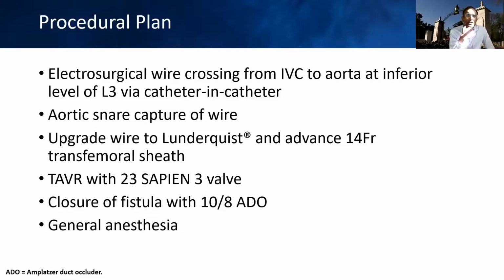Once the wire is in the abdominal aorta, a series of mother-daughter catheters, in this case a Fine Cross and a Navy Cross, can be used to upgrade from the 014 wire to an 035 Lunderquist wire. And at that point, it becomes what you are used to as a transfemoral TAVR. In this case, a 14-French sheath was advanced. We planned to do a TAVR with a 23 valve, and on the way out, close the fistula with a 10/8 Amplatzer ductal occluder device. In this case, we did do this procedure under general anesthesia, although we have done some of these cases now with conscious sedation in carefully selected patients.